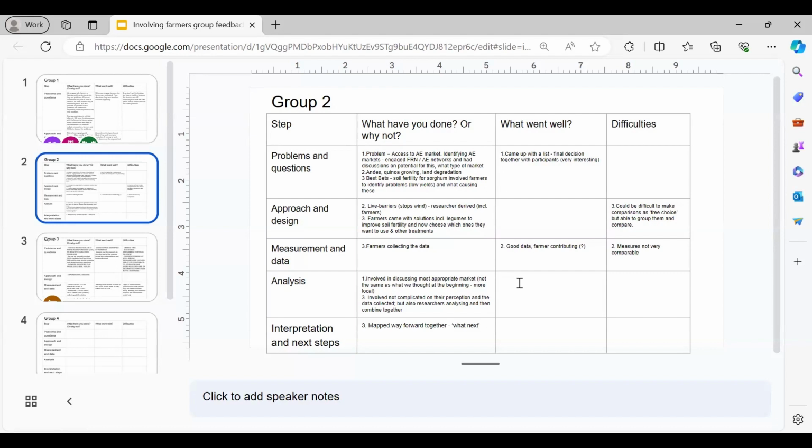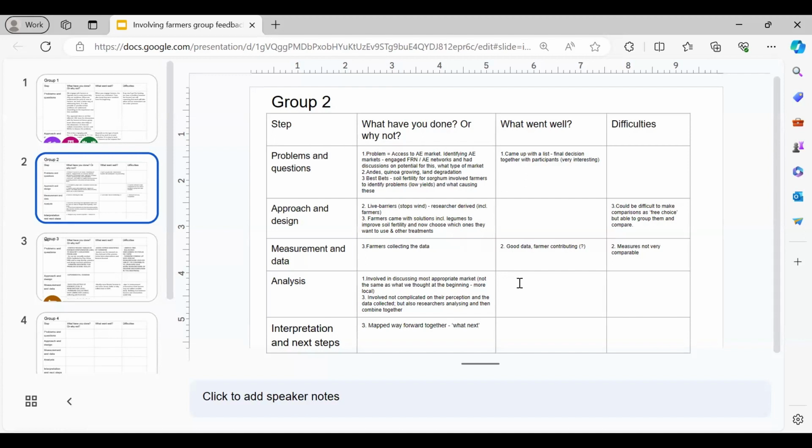You know, there are challenges with some of the designs, because farmers could choose exactly what they wanted to test, particularly for the best bets, and that can make it challenging to compare and group, but they were able to group and compare different types of farmers and different types of legumes that they were testing.